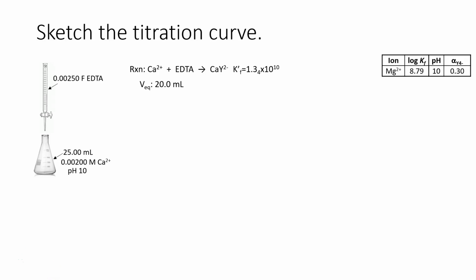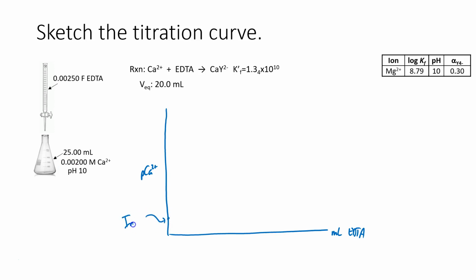Hey everyone, in this video we're going to sketch the titration curve for this titration that we have worked on previously. So again, a titration curve is going to be a plot of, in this case, pCa against the volume of the titrant, and again this would be your titrant, so milliliters of EDTA. And if you remember, our initial pCa was 3 point something.